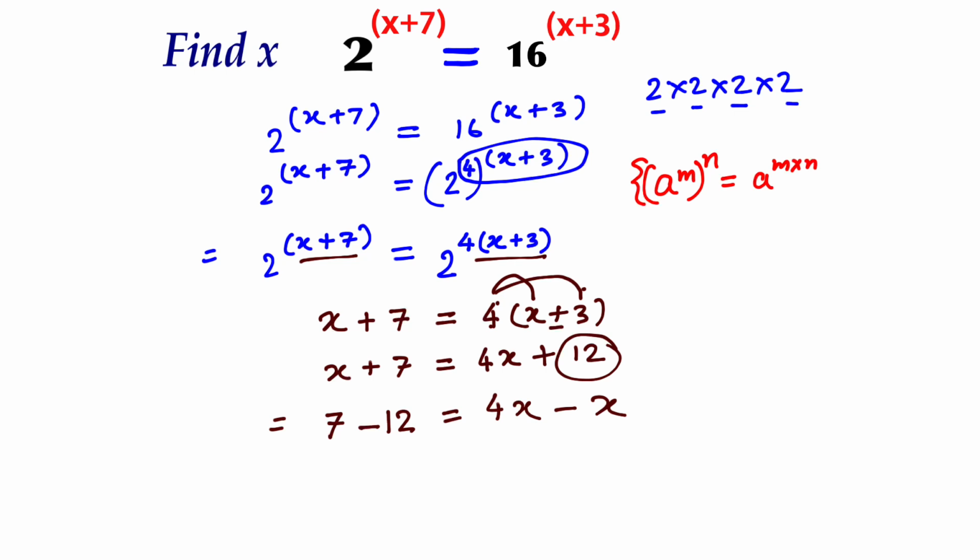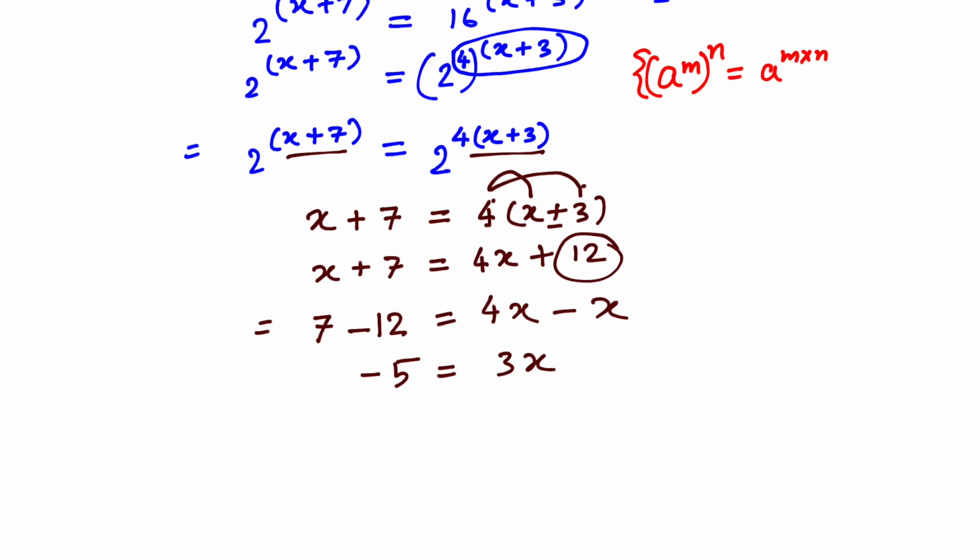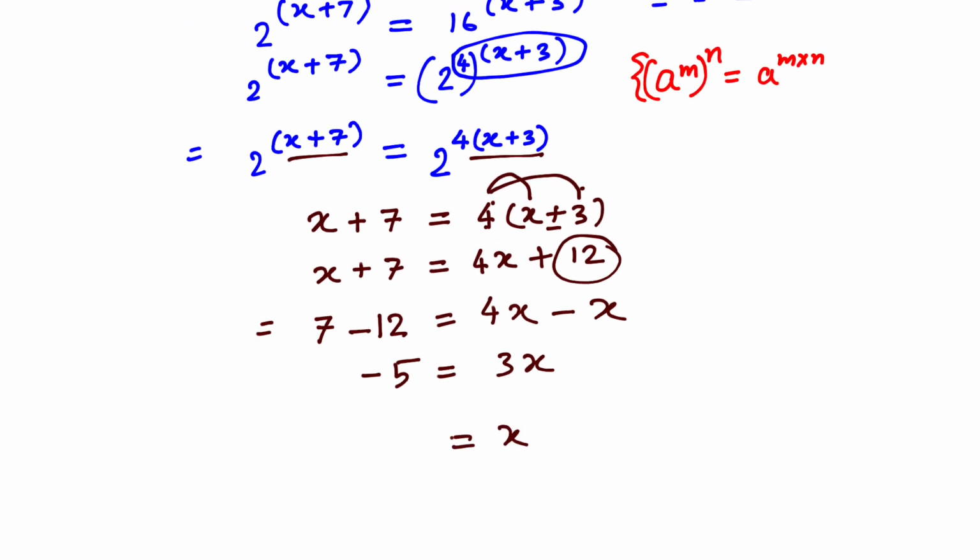Further, 7 minus 12 is minus 5. And 4x minus x is 3x, so 3x is equal to minus 5, and this 3 will come to the left hand side in division. So x is equal to minus 5 by 3. That is your answer.